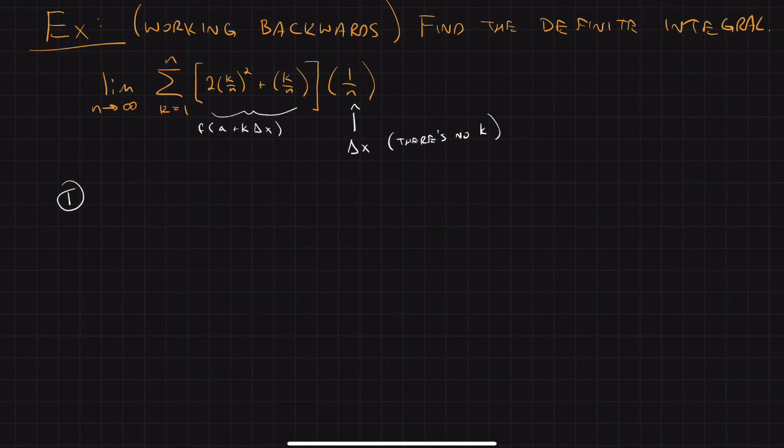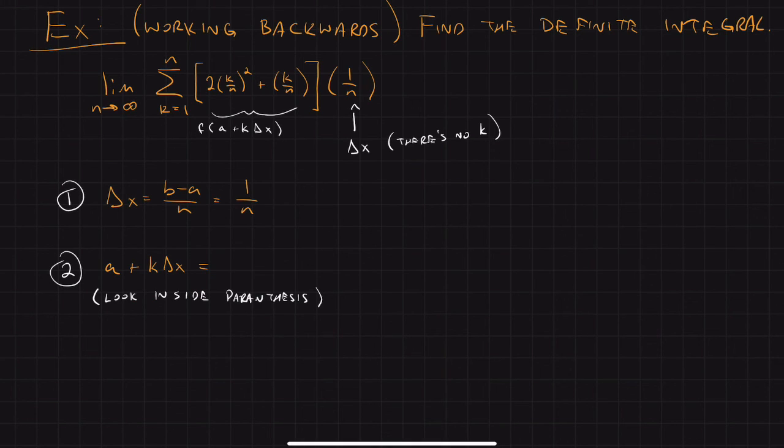Step 1, as before, is we want to find delta x. Well, delta x was given to us in this problem. That was just equal to 1 over n. Take note that the numerator of this is b minus a, so the difference between b and a is just equal to 1.